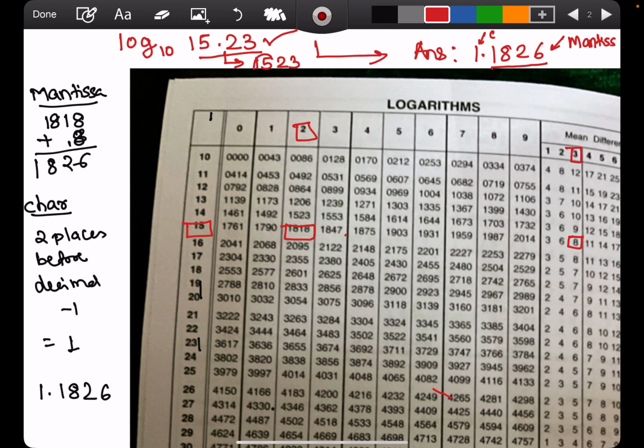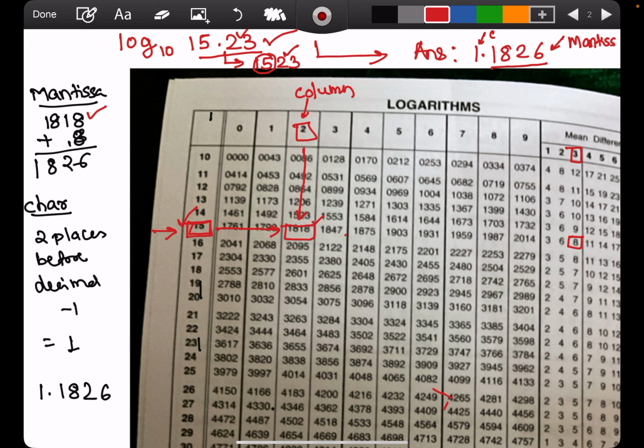I take the first two digits, that is 15. I plot it over here, that is 15. I get in the 15th row, and the second digit, that is 2, I should go for the second column. This is the column. So I move in the column like this, and wherever this intersects, I get the mantissa 1818. So this is how I get the mantissa 1818.